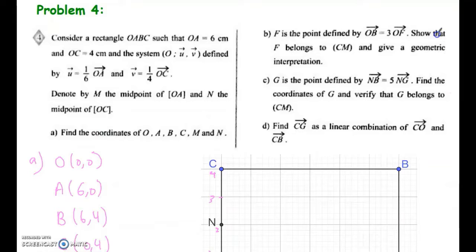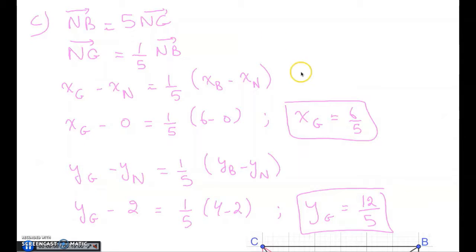Now, part C. G is the point defined by NB equal 5 NG. Find the coordinates of G and verify that G belongs to CM. Now, since NB is equal to 5 NG, this means that NG is 1 over 5 NB. So XG minus XN is equal to 1 over 5 into XB minus XN. And similarly for Y.